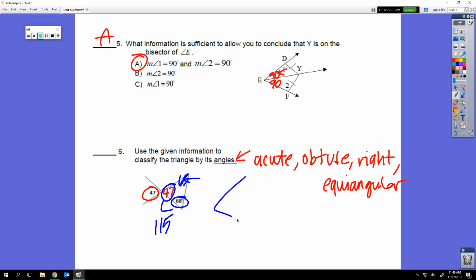So here's what we have now. We have this triangle that has an angle of 65, 68, and 47. Okay, so it's not a right triangle. It's not equiangular. Obtuse means there has to be one bigger than 90, so it's not that. So this triangle is acute because all angles are less than 90.